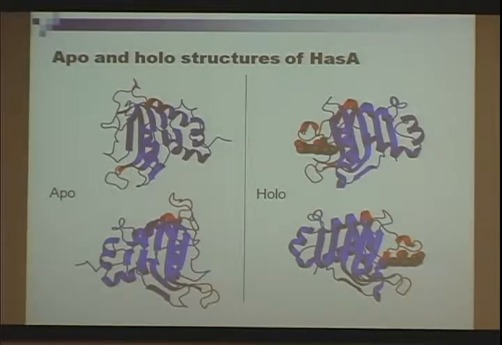And if you look at them, you can actually see that there's a huge structural transition that occurs on binding to heme. This loop region, particularly at the top here, which is open, actually folds all the way down and closes onto the heme. And then there's another loop region below that undergoes a smaller transition. But basically, this is a transition through some 30 angstroms.